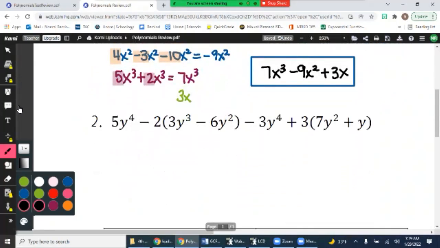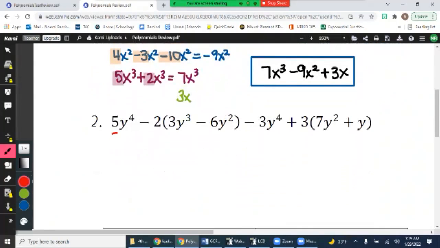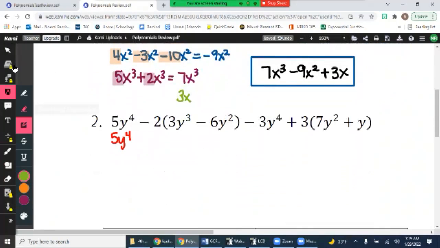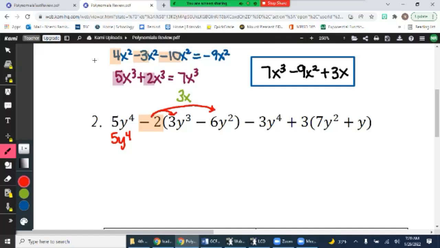Let's go with the y's. Start off here. 5y to the 4th stays the same. It's not within parentheses. You have a couple of terms here within parentheses, but look at the number in front. It is an actual number. It's not just a 1, and it's a negative 2. So negative 2 times 3y cubed. Negative 2 times 3 is negative 6. Y stays the same. 3 plus nothing, or 3 plus 0, is still 3. Negative 2 times negative 6 is positive 12. Y stays the same. 2 plus nothing, 2 plus 0 is still 2.